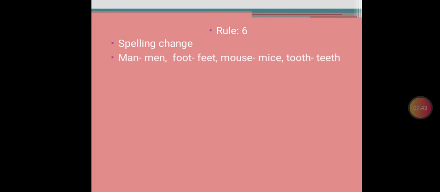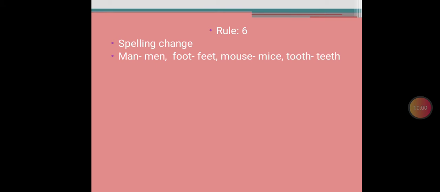Now we go to rule number 6. Some nouns don't take anything, but they change in their spellings. So with the change of spelling, plurals are made. M-A-N, man, singular. M-E-N, men, plural. Man, men. Some people also call them equally men.